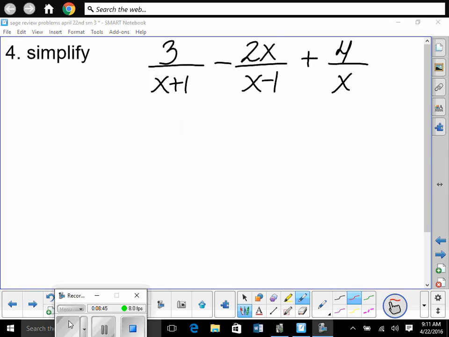Go, write it down. Okay, so it says simplify. So once again, we're adding and subtracting fractions. We need a common denominator.